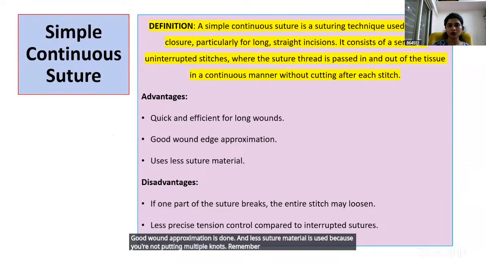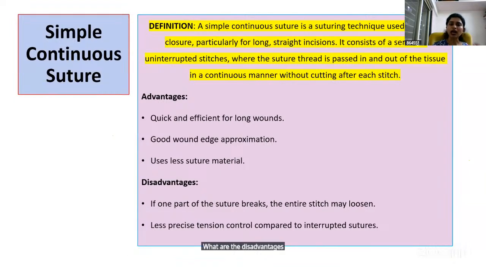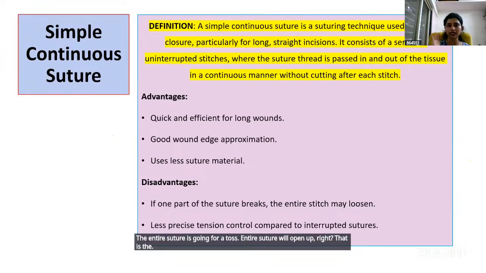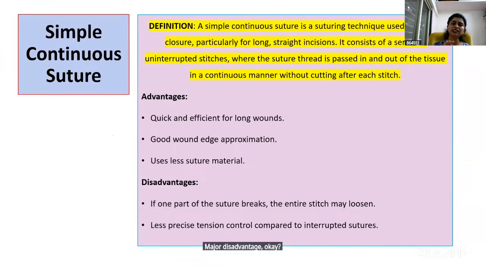Remember this. What are the disadvantages? If one part of the suture fails, the entire suture is going for a toss. The entire suture will open up, right? So that is the major disadvantage. Okay. Less precise tension control.